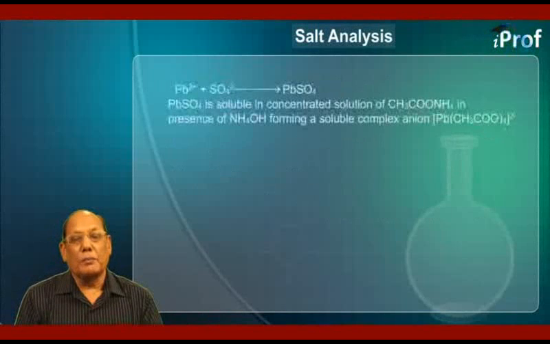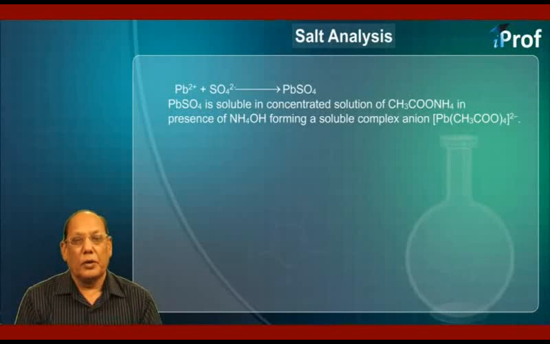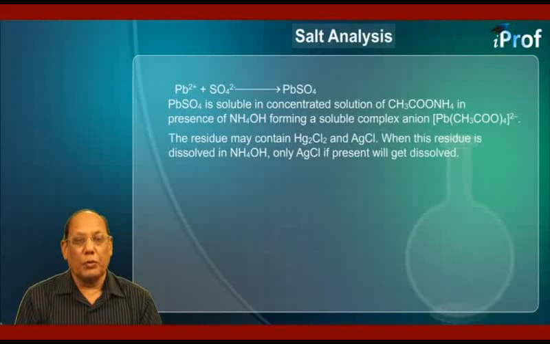Lead ions also combine with sulfate ions from dilute sulfuric acid to give PbSO4, a white precipitate. PbSO4 is soluble in concentrated solution of ammonium acetate in presence of ammonium hydroxide, forming a soluble complex anion, that is tetraacetatoplumbate(II), Pb(CH3COO)4 with two negative charge.